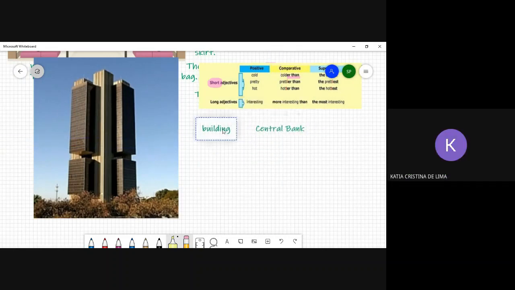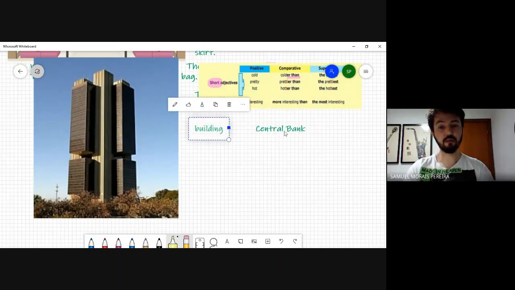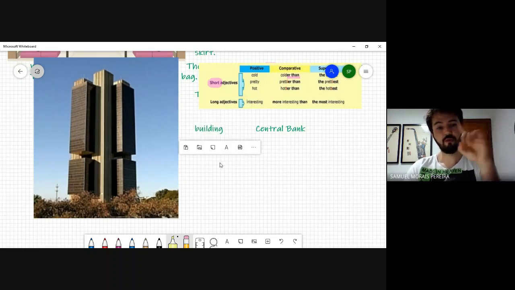Okay. Kátia, o Banco Central, o prédio do Banco Central é o prédio mais alto de Brasília. Não sei se vocês sabem, tá bom? Tem 22 andares expostos e 4 andares no subsolo. É considerado o prédio mais alto de Brasília, do plano piloto, tô falando, tá bom?